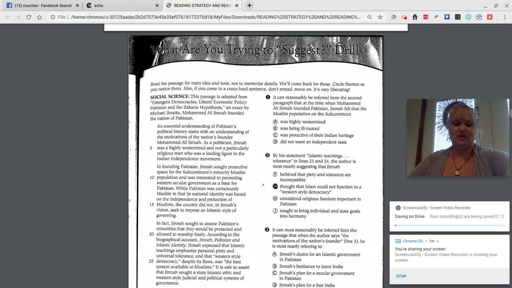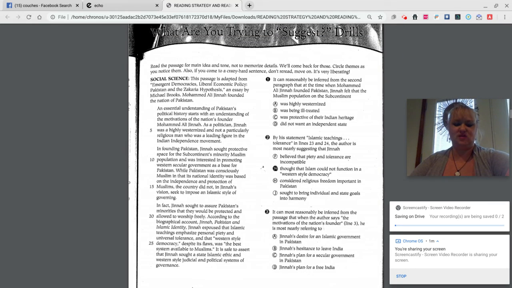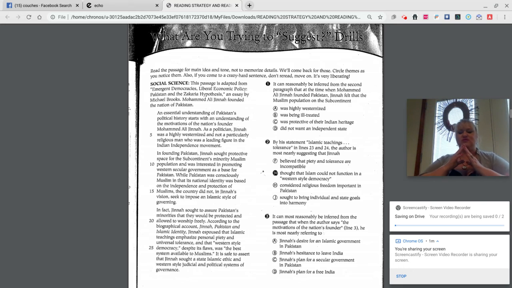Okay, so here we are talking about this is a social science. So, social science is, I said in our notes that it was like Dr. Phil. It could also be called behavioral science. It's how people act. And so, that's what we'll be mindful of when we read the bold introduction. This passage is adapted from Emergent Democracies, Liberal Economic Policy, Pakistan, and the Zakaria Hypothesis, an essay by Michael Brooks. Muhammad Ali Jinnah founded the nation of Pakistan.